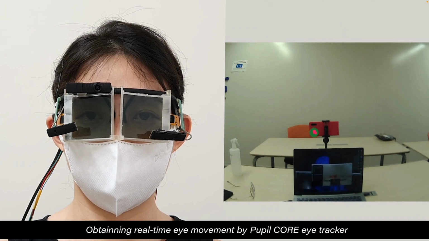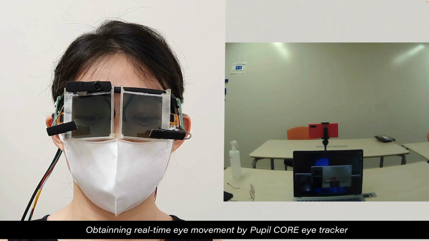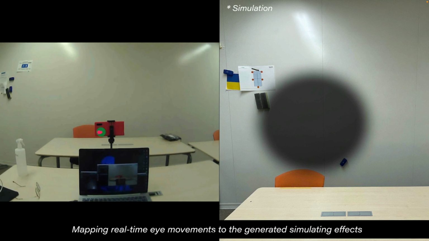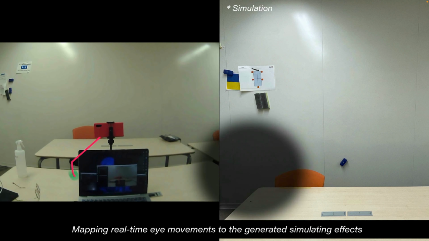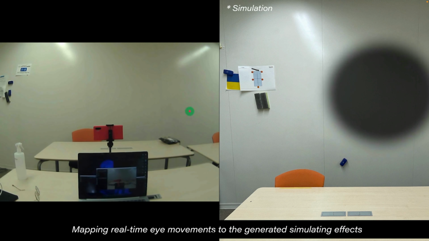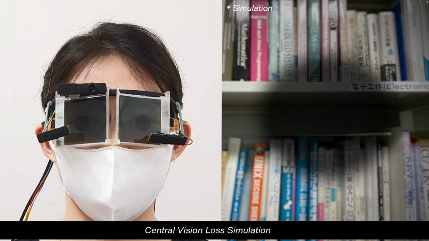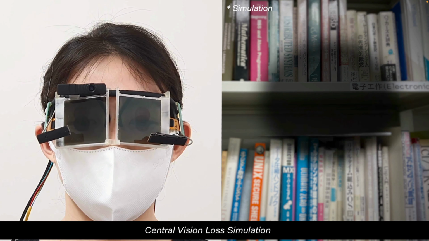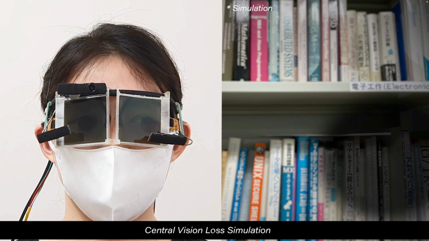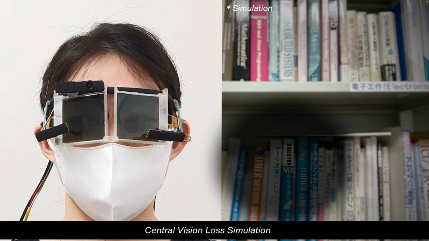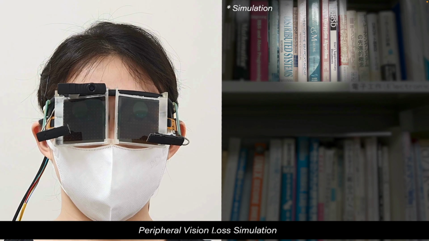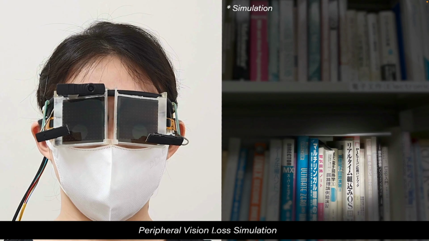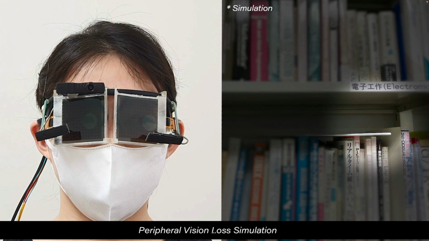So here's the system setup, a small video. So you see first the real-time eye tracking with the Pupil Labs eye tracker, and then the simulation of the LCD, that is the central vision block, so making it harder to read in the central vision, and the peripheral vision block, or peripheral vision loss simulation.